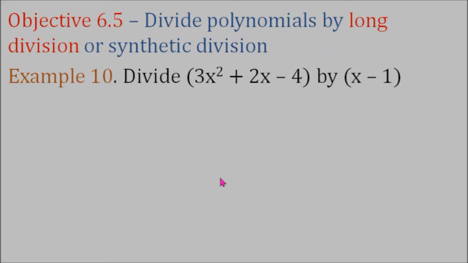Objective number 5. Divide polynomials by long division or synthetic division. Example number 10. Divide the quantity 3x squared plus 2x minus 4 by the quantity x minus 1. So we are going to perform a long division. So this is how we set it up. We write 3x squared plus 2x minus 4, our dividend, under the long division sign. Then we are going to write our divisor x minus 1 outside.